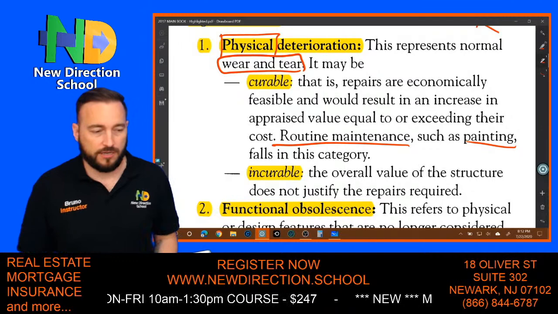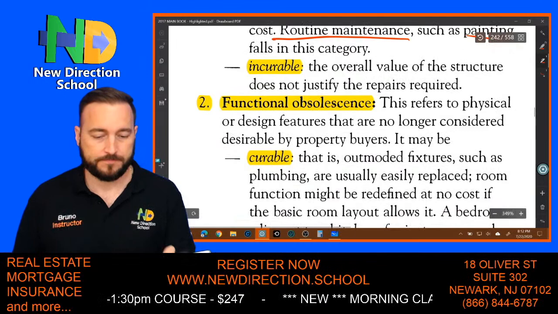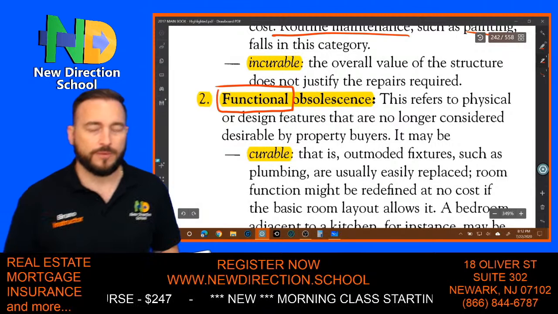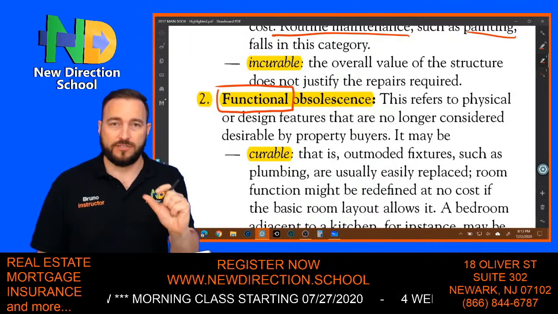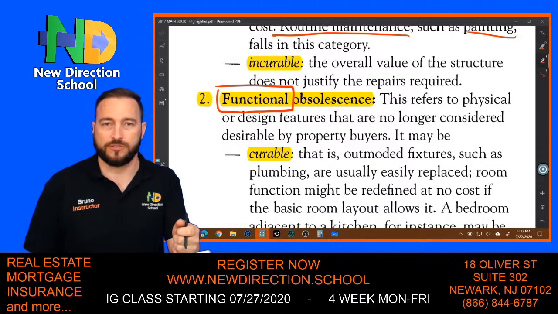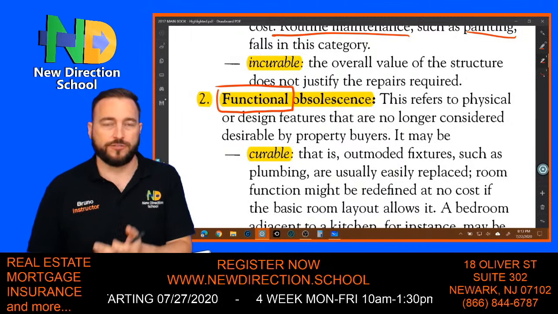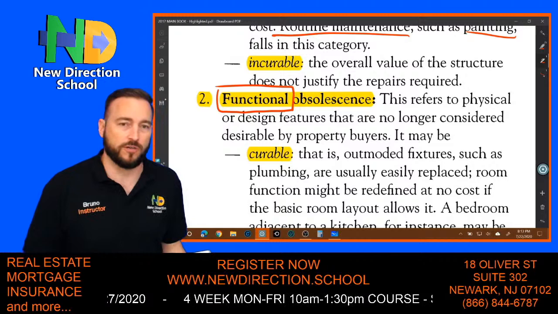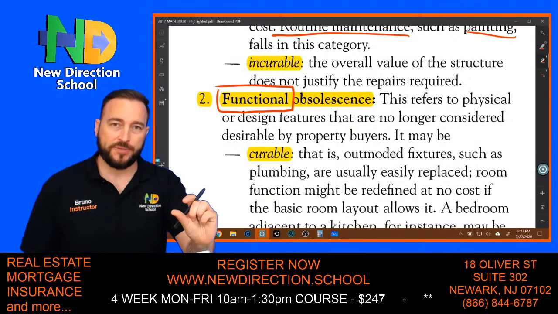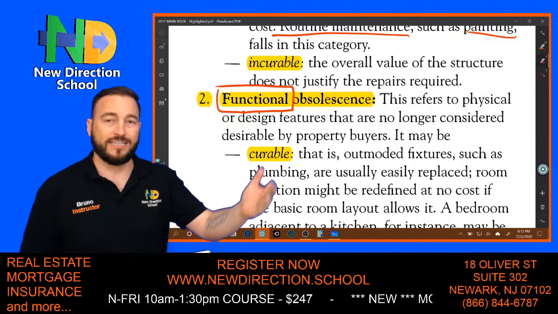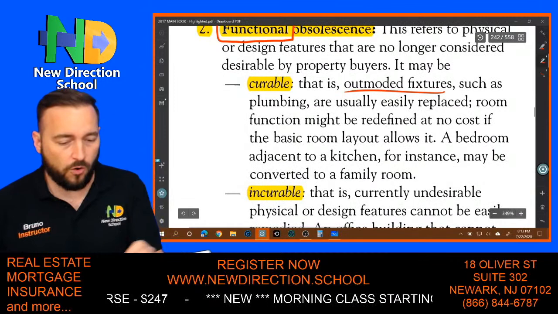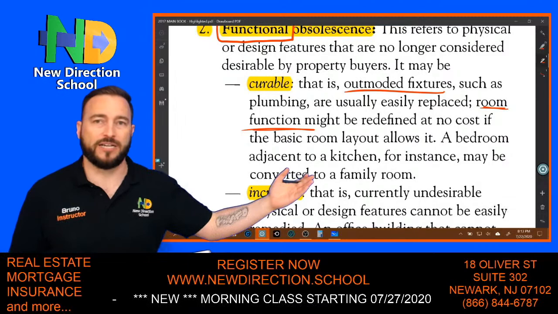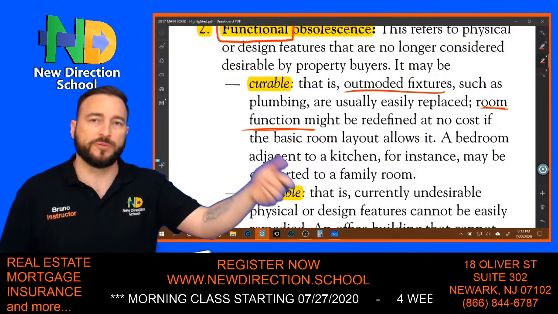Then there's functional obsolescence. When we look at functional, we're talking about usability, something that you can use or not. If you guys remember, most cars have, we'll go back to cars, the lighter, right? But do we use the lighter anymore? We now use it as chargers, as an electrical path to charge your cell phones or whatever it might be. We don't use it as a lighter anymore. They repurposed the same plug in the car for something else. In the house, it's the same thing. We have outmoded fixtures, like plumbing. We still need the plumbing, but we can replace it, or we can repurpose a room function. For instance, a bedroom right next to a kitchen, we might not need the bedroom, so convert it to a family room, repurpose it. That's curable. You guys got it?